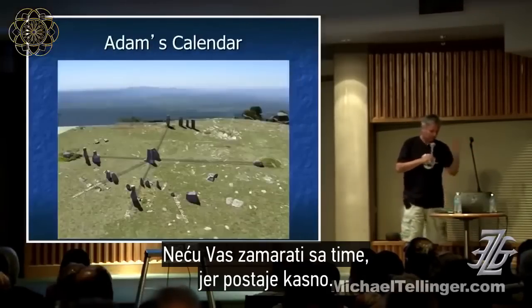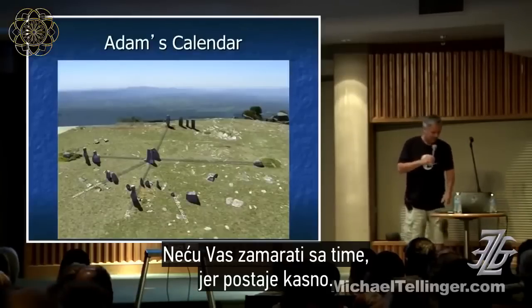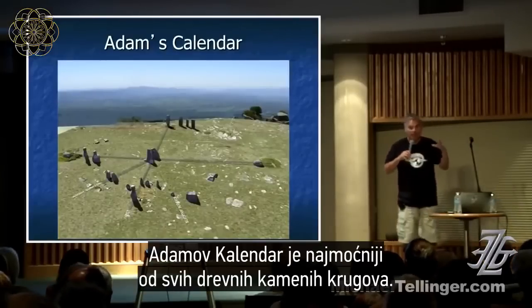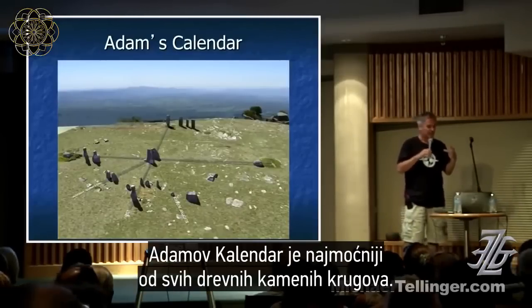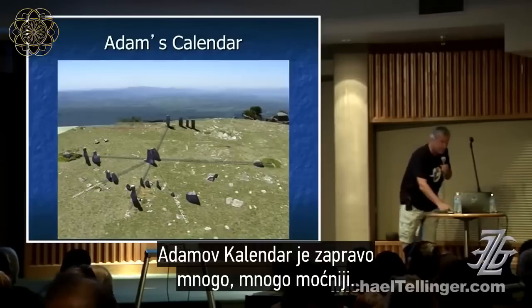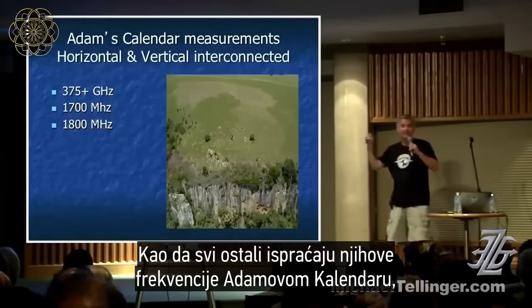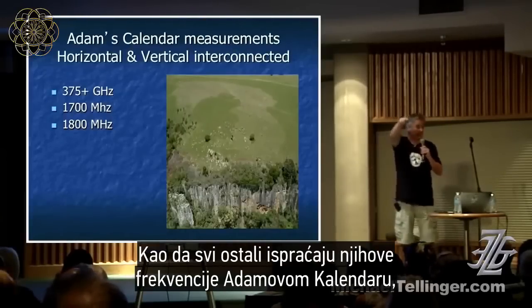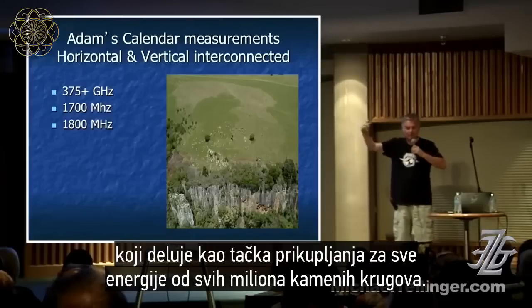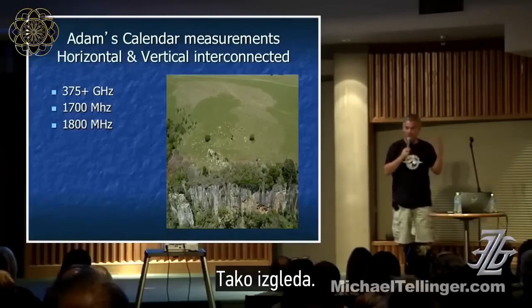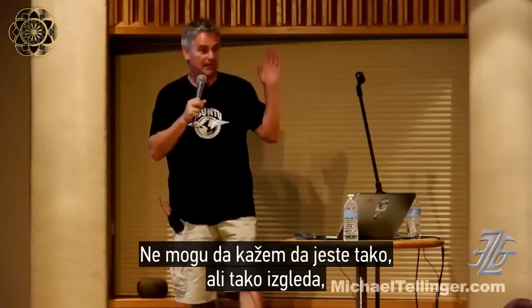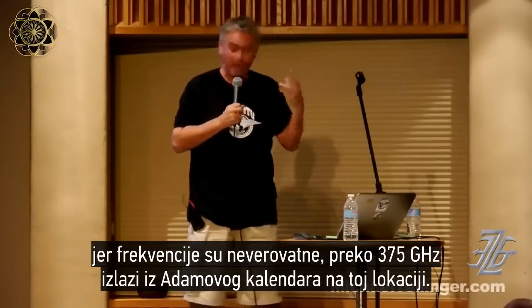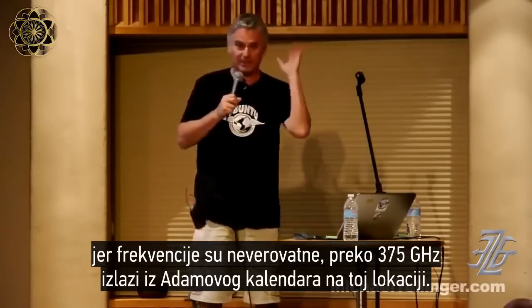I'm not going to bore you with that because it's getting late. Adam's calendar is the most powerful of all these ancient stone circles. Adam's calendar is actually much, much more powerful. It's as if they all seem to be sending their frequencies to Adam's calendar, and that's like the collection point for all the energies created by all these millions of stone circles. That's what it seems like. I can't say it is, but that's what it seems like, because the frequencies there were just ridiculous.